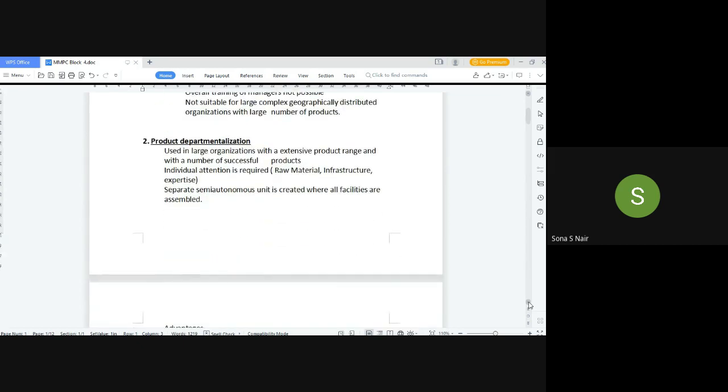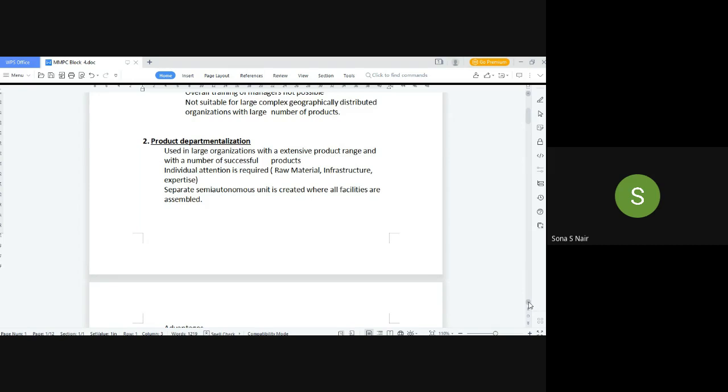The second basis on which departments are created is product departmentalization, wherein if a product is very successful, or in large organizations which have a wide product range and a number of successful products, individual attention is required for every product or every product line. Individual attention would mean they require similar kind of raw material, they need similar infrastructure, they need similar expertise, they need similar kind of marketing strategies, similar distribution networks.